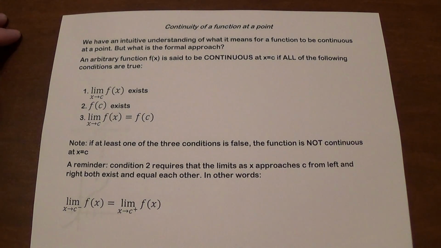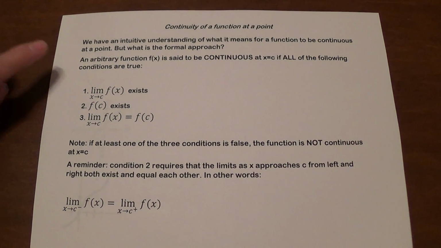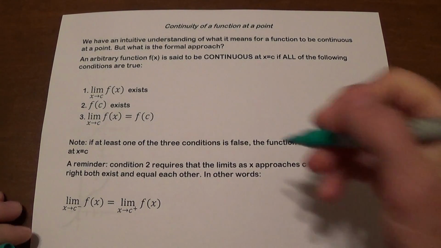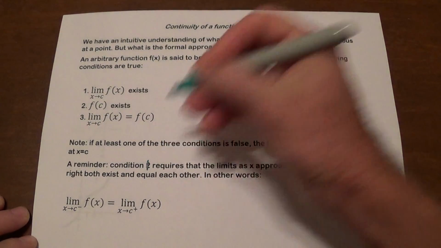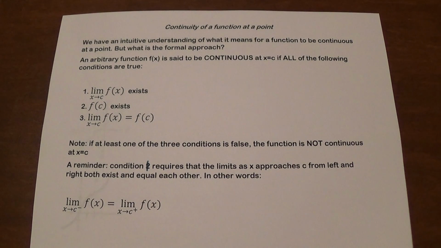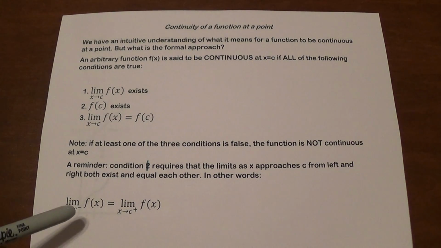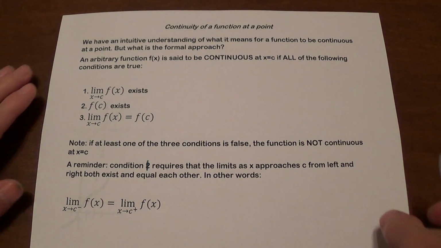And the limit, condition number 1, actually it should say condition 1, is going to require that the limit from the left and the limit from the right are going to equal each other, which is what this statement here says. Okay, so let's take a look.